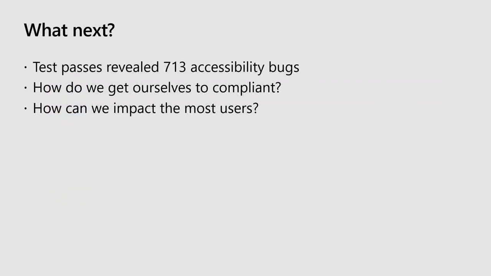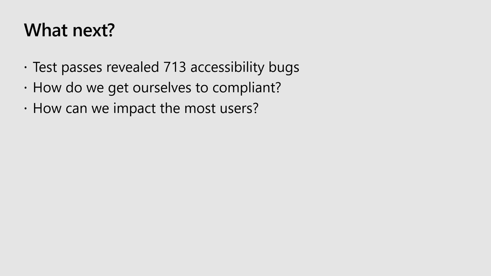So starting off, before we started thinking about accessibility and how we're going to build that in, we were definitely not at a C. We were probably closer to a D or an F. But after we did a couple of test passes, we found that we actually had over 700 bugs. And so that was a pretty tough pill to swallow, I think.